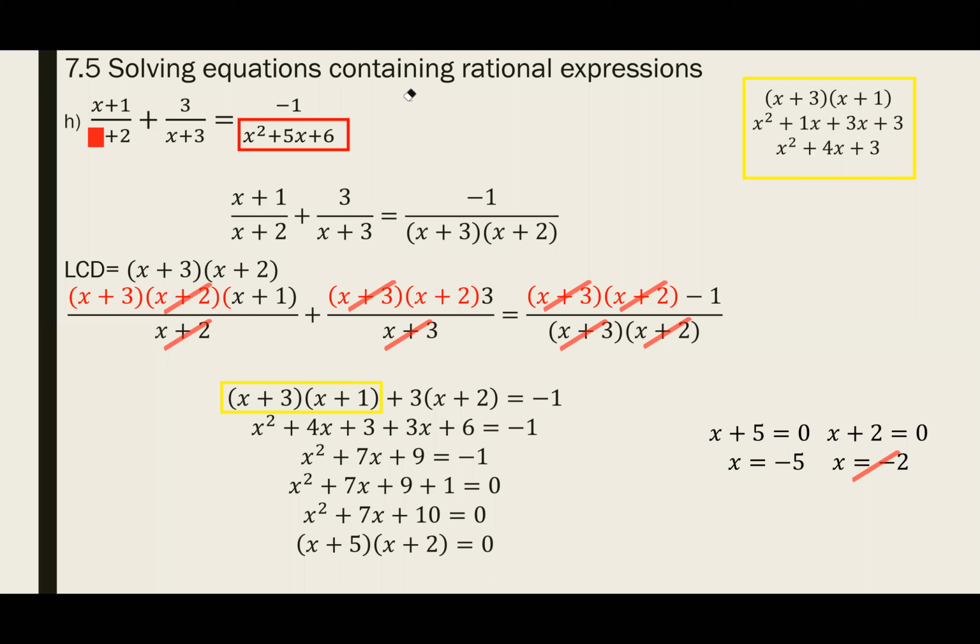It's just because if you plug in -2 in this location, the -2 and the +2 will cancel out, and that will become 0. And if the 0 is on the denominator, that will be undefined. Because one of them is undefined, it makes the whole thing undefined, so we cannot use -2. The only answer we have is -5.